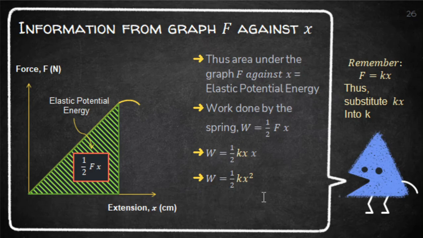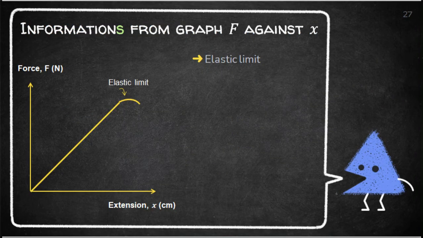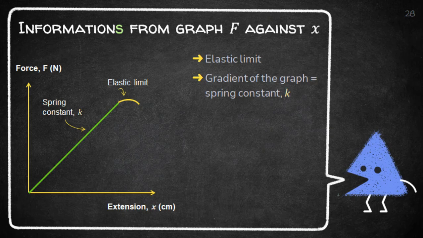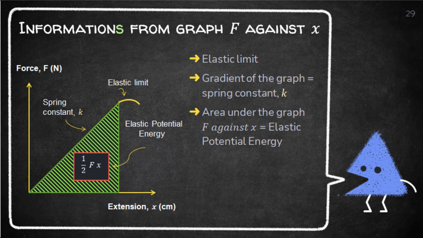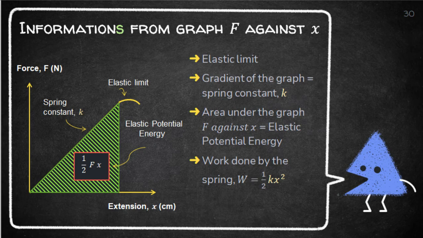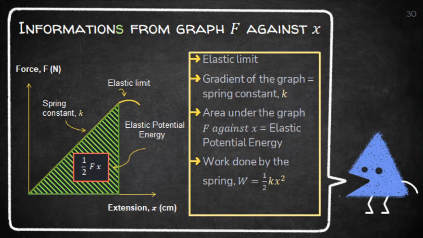As a conclusion, the information from the graph of F against X is number 1, elastic limit. Number 2, the gradient of the graph equal to spring constant, K. Number 3, area under the graph F against X equal to elastic potential energy. And lastly, work done by the spring W equal to half Kx squared. So those are the information that we can get from the graph of force against extension X.